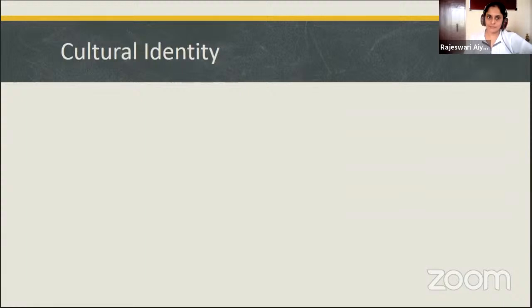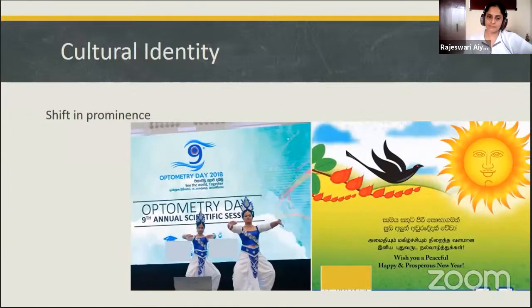However, a clear shift in prominence was seen in terms of cultural identity. As can be seen in the pictures, in a poster indicating a professional event, English has been forefronted. Sinhala has been given the second place and Tamil the third. However, in the New Year message, which is intended to appeal to all customers culturally, English is given third position, while Sinhala and Tamil occupy first and second respectively. This shows that language precedence is intentional.